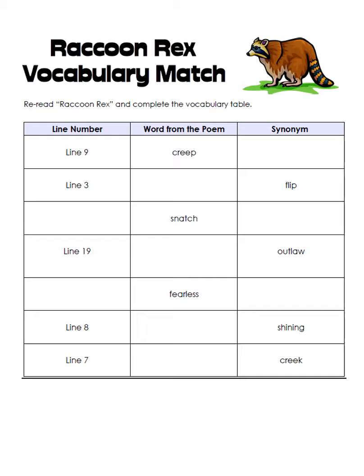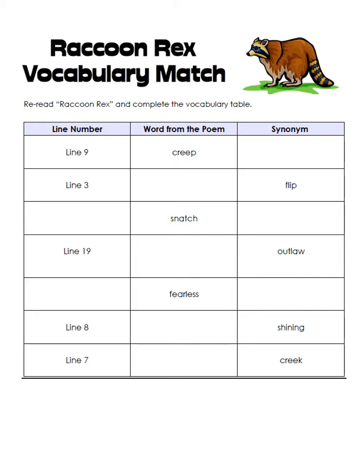Number 2 states that in line 3, you will find a word that's a synonym to flip. But you must go and look in the poem at line 3 and find the word that's a synonym to flip. Then, the next one, you should find the word snatch in the poem. Write down which line this word is in and find a synonym. The next one you will find in line 19, and you should look for a word in the poem that is a synonym with outlaw. The next one, the word from the poem is fearless. You should look in what line this word pops up in and find the synonym to fearless.